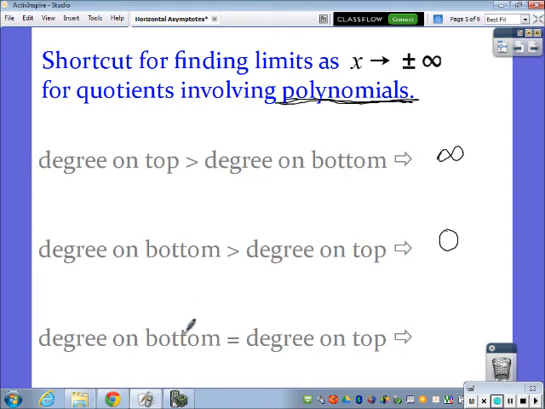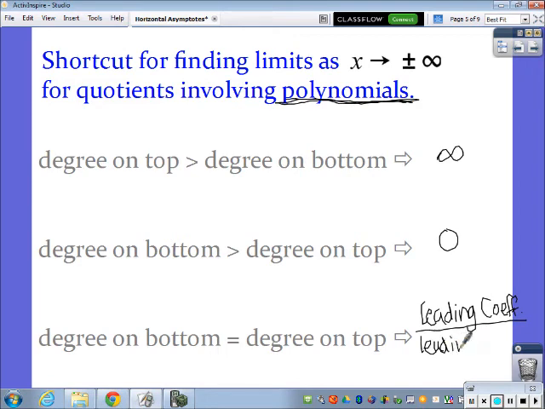And then if the degree on the bottom is equal to the degree on the top, this is where you have to do a little more work. You have to put the leading coefficient of the numerator over the leading coefficient of the denominator. And remember, your leading coefficient is the coefficient of the term that also determines your degree. Okay?